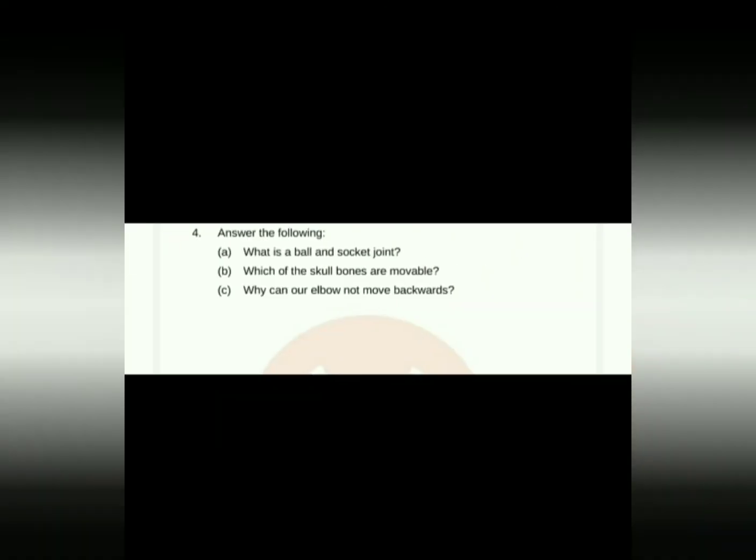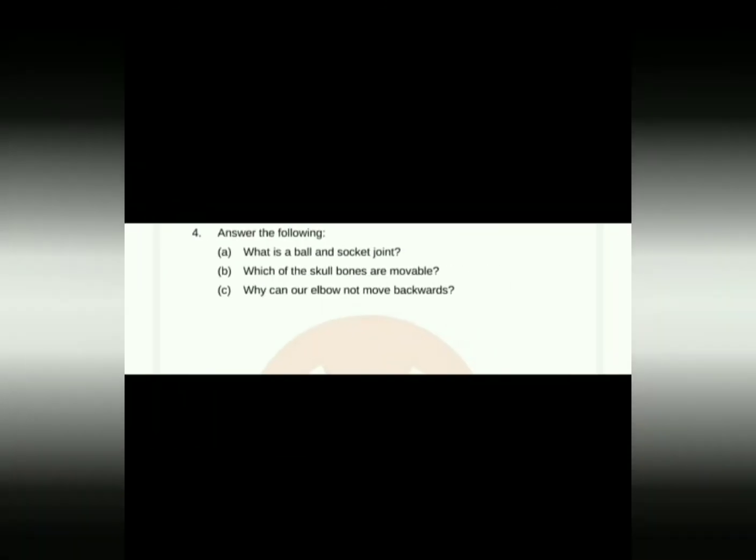Next, see the question in fourth B. Which of the skull bones are movable? Skull bones have upper jaw and lower jaw. Which bone is movable? See, the lower jaw of the skull is the only movable joint of the skull because the upper jaw is immovable. Let's see the next question.